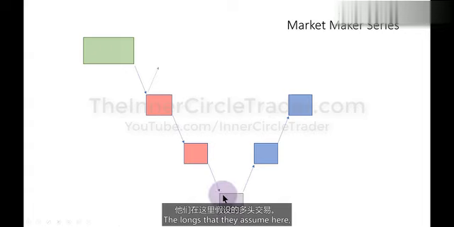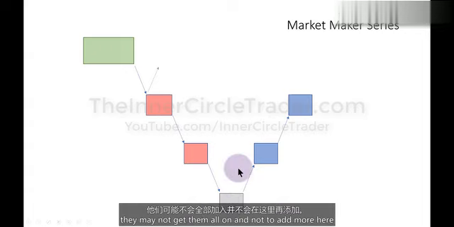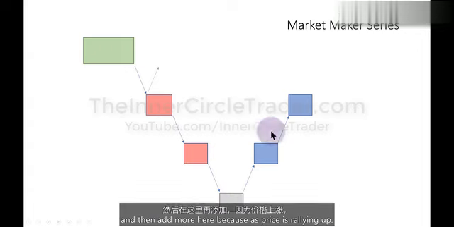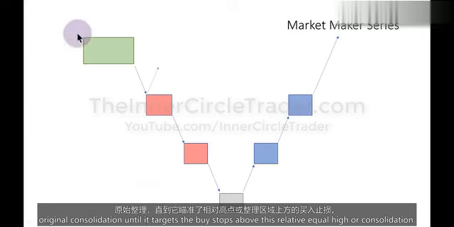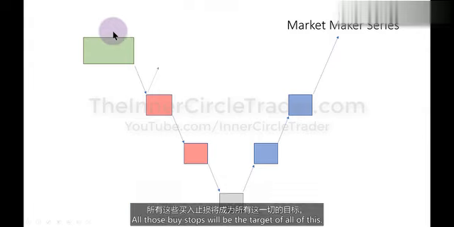The longs that they assume here, they may not get them all on, and they'll have to add more here and then add more here, because as price is rallying up, it's going to be targeting the original consolidation until it targets the buy stops above this relative equal high or consolidation. All those buy stops will be the target of all of this.